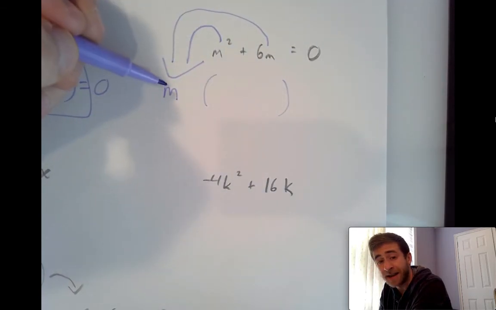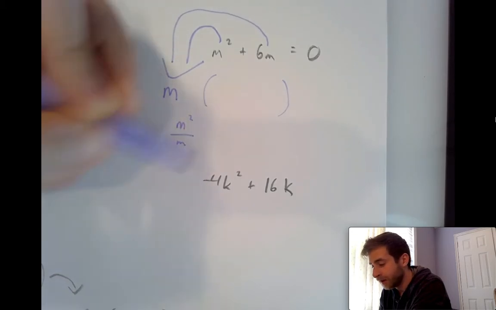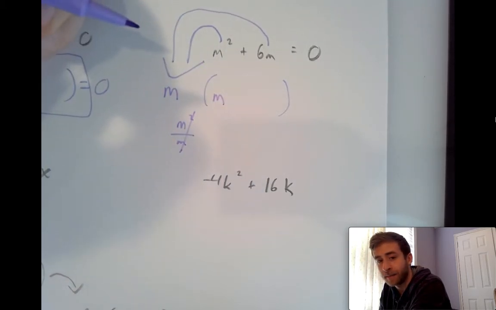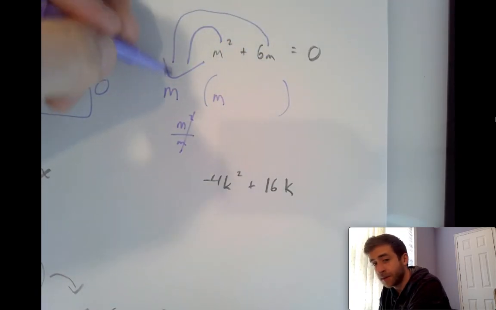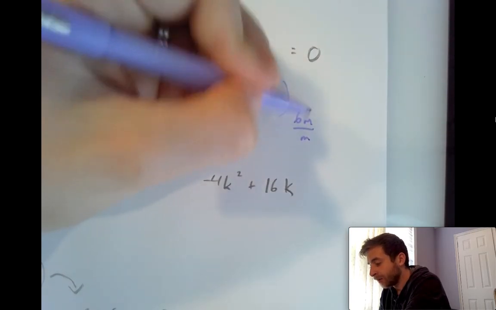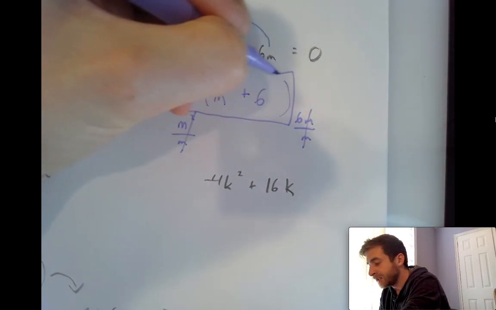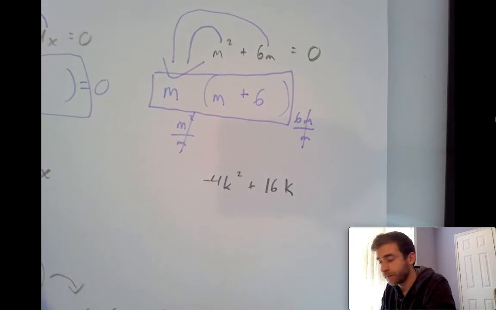M squared, divide the m out. What's left over here? It's just going to be an m. The 6m, divide an m out. Those cancel. I'm just left with a positive 6. This is my factored form.